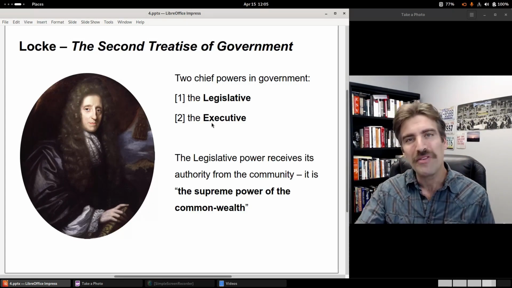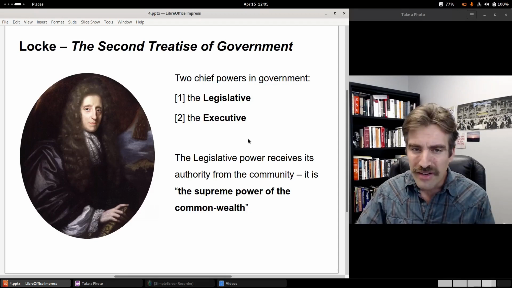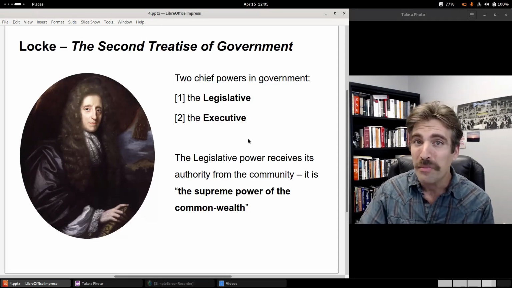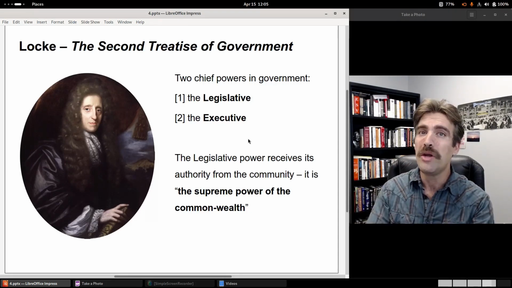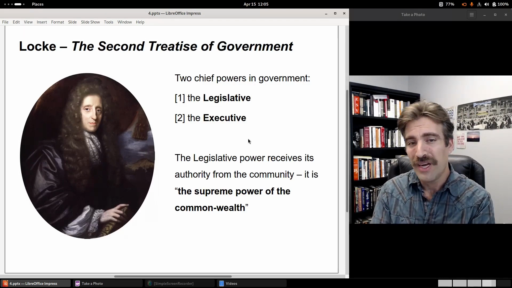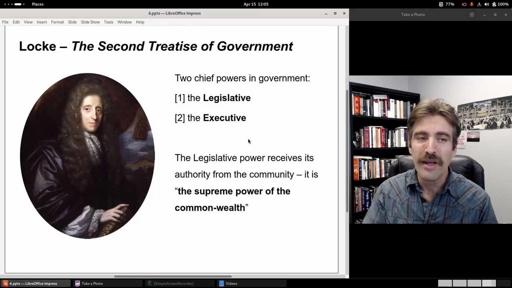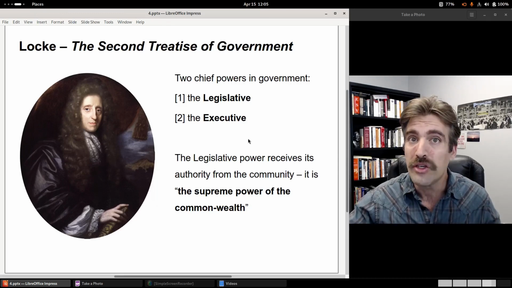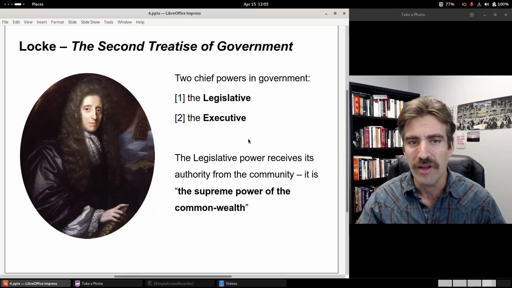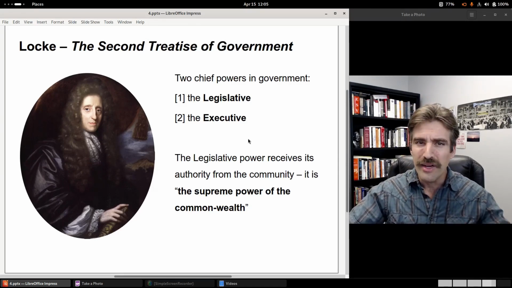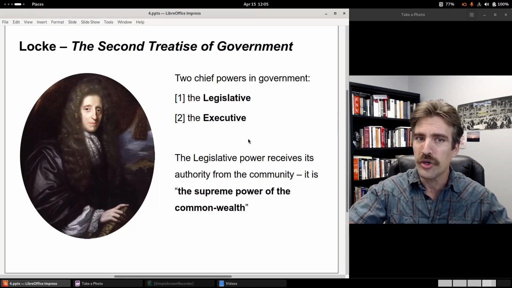Now, interestingly, you'll take a look at these chief powers, and you'll say, where is the judiciary? And Locke leaves the judiciary out. There's nothing in the Second Treatise of Government that speaks of an independent judicial branch. So here, in a sense, we see two branches of government. Now, Locke allows for judges, of course, and a judicial system, but it's unclear where the judicial system falls.